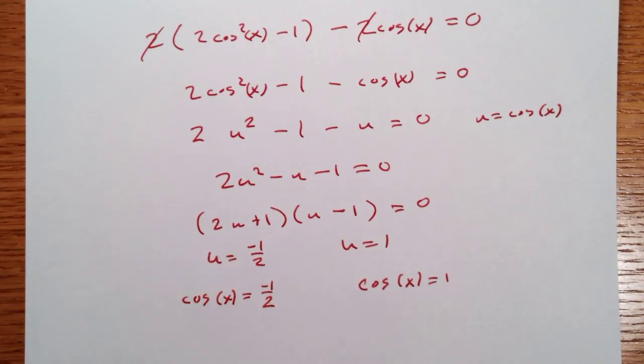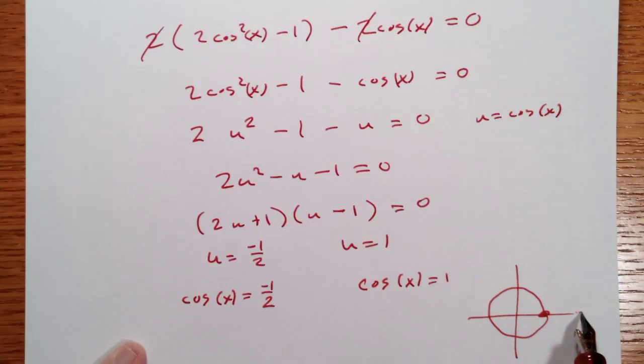What value of x makes cosine equal to 1? Go back to your unit circle. Cosine is 1 right there. That's the angle x equals 0, or any multiple of 2 pi. So x equals 0 plus 2n pi, n any integer.